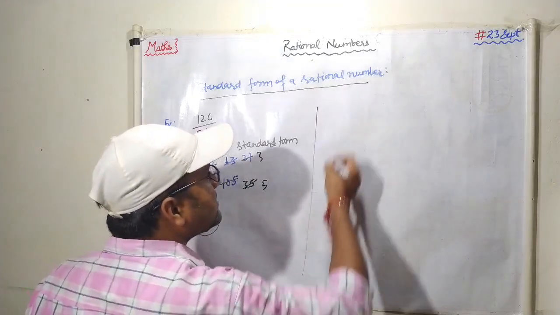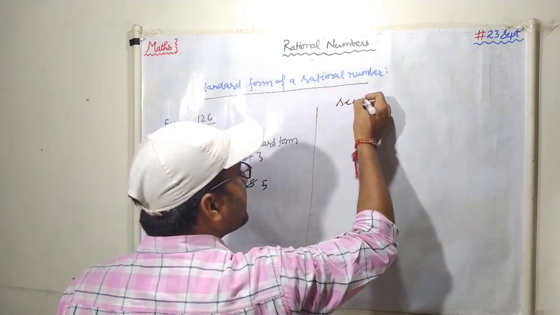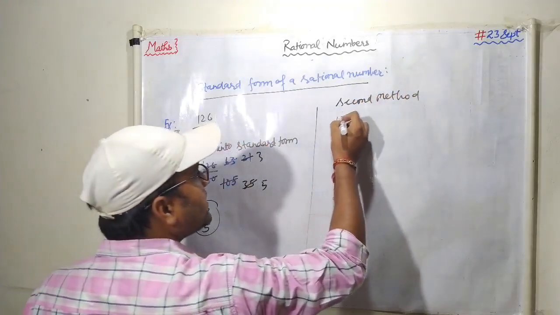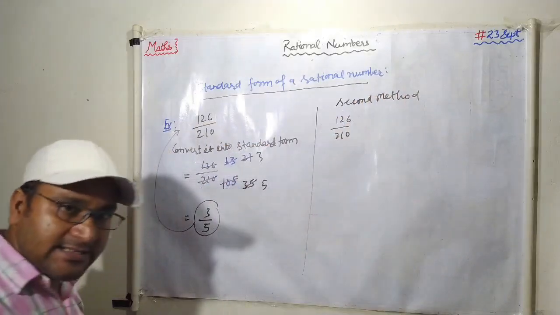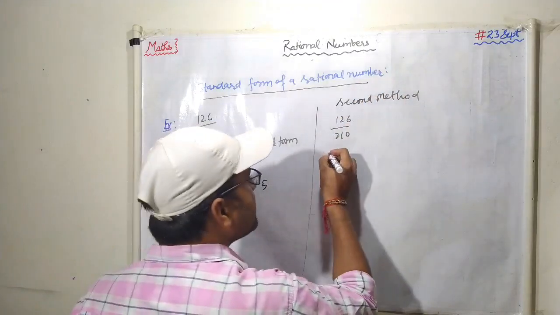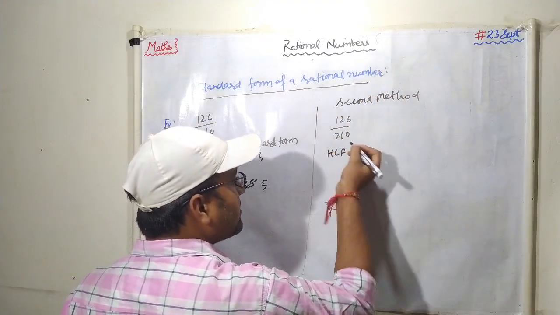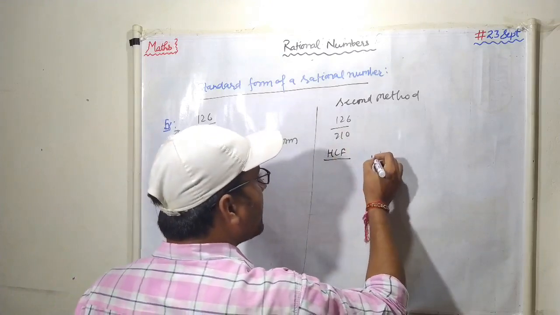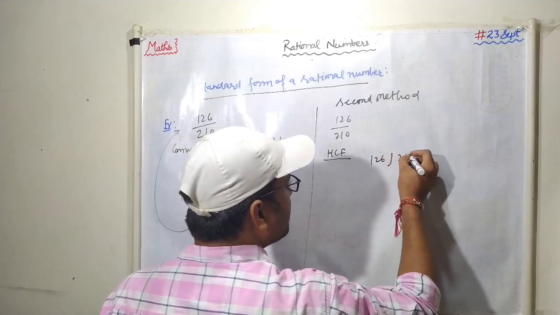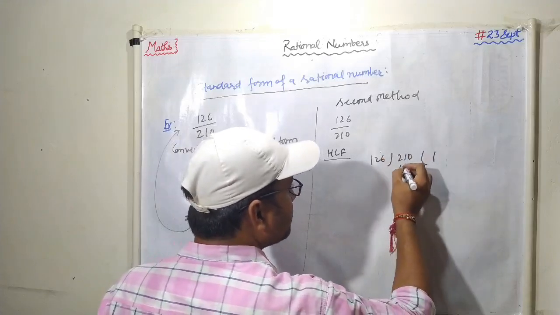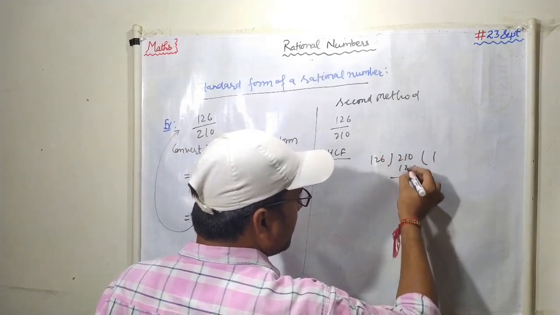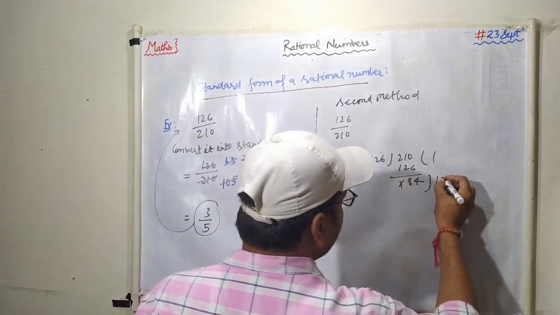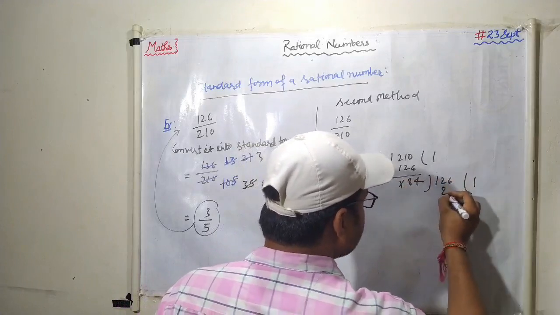The second method is, students, for this case 126 upon 210, find the HCF. So it is also by using the HCF method, highest common factor. Okay, so 126 is going to divide this 210. It is 1 times, 210 minus 126 is 84. Again, 126 divided by 84 is 1 times, with remainder 42.